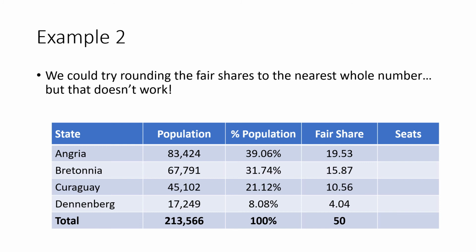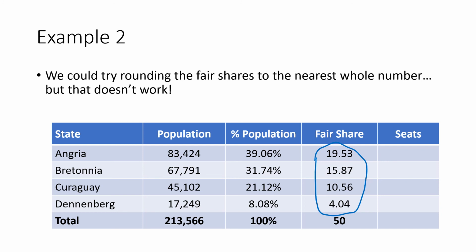Now, the problem is that these fair shares are decimals, right? So what this tells me is that I should assign 19.53 seats to state A. But that's not a whole number. So how do I do that? I can't assign half a seat to a state. It has to be a whole number of seats.